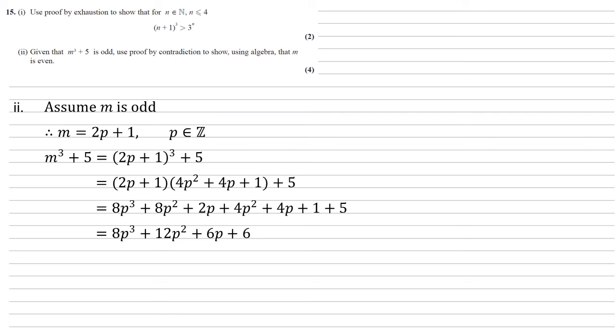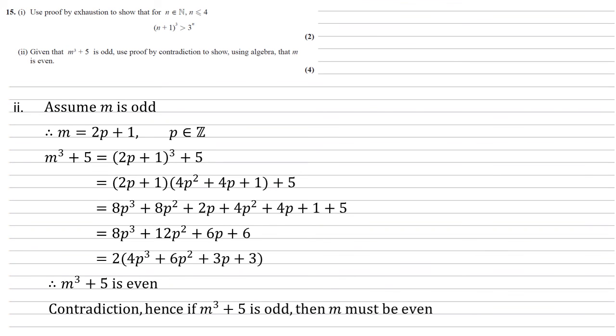Now, all of those terms have got coefficients which are multiples of 2. So let's factorise out the 2. If m cubed plus 5 is now equal to 2 times something, then it must be even. But we're trying to prove that m cubed plus 5 is odd. So we've got a contradiction. Hence, if m cubed plus 5 is odd, then m must be even.